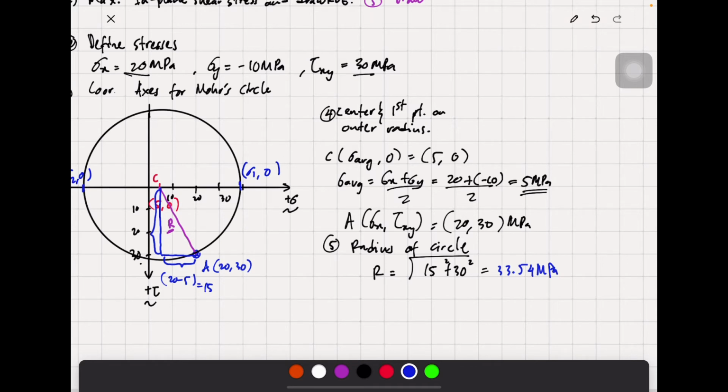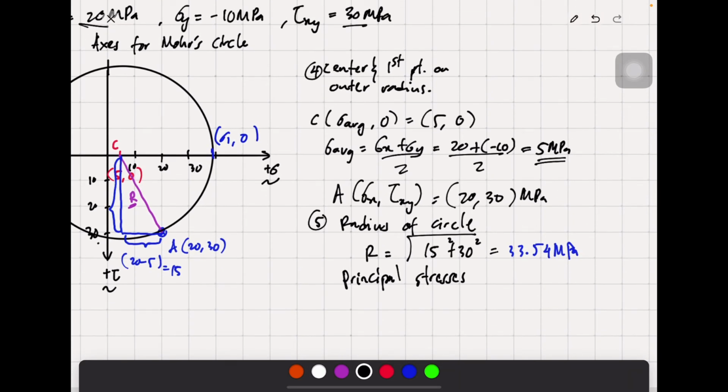And of course, principal stresses need to be shown here too, because in order to answer all of the questions, sigma 1 is equal to sigma average, 5, plus 33.54. It gives you 38.54 megapascal.